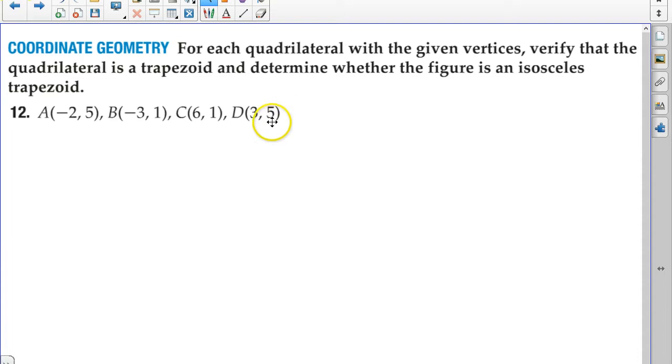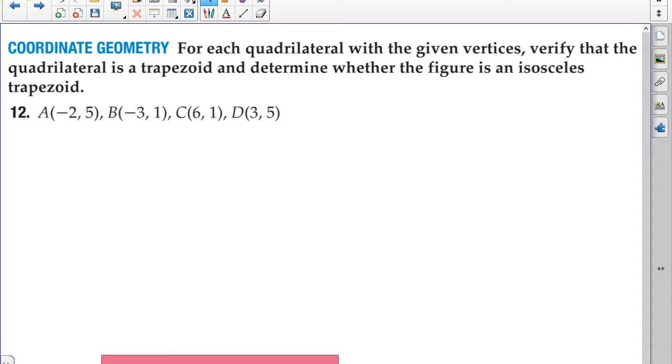The first example to take a look at is, here we have a quadrilateral with four given vertices. We want to verify that the quadrilateral is a trapezoid, and then determine whether or not the figure is an isosceles trapezoid. So I'm going to cheat because I can on the computer. I've got 4 points. A is at the point -2, 5. B is at the point -3, 1. C is at the point 6, 1. And D is at the point 3, 5.